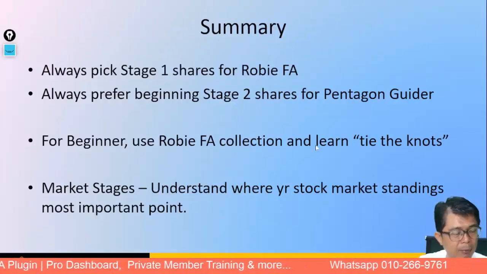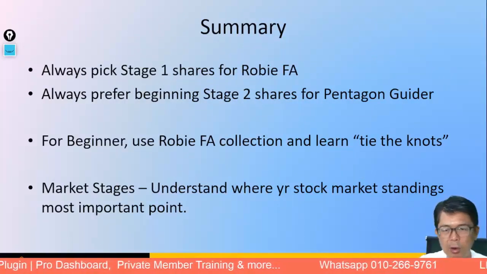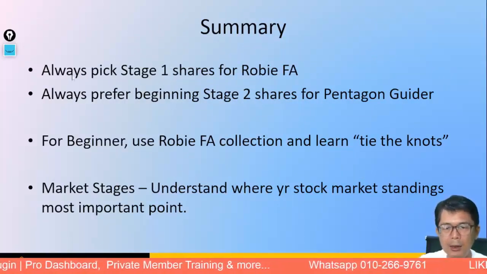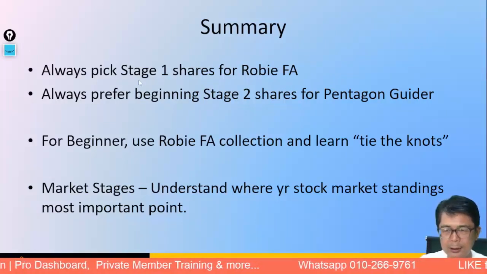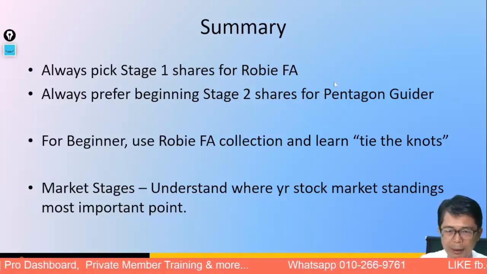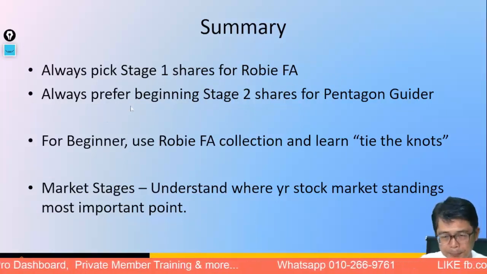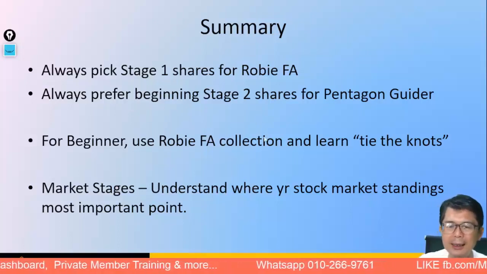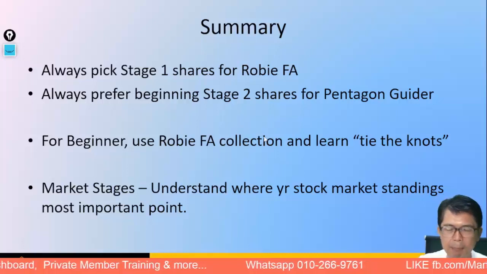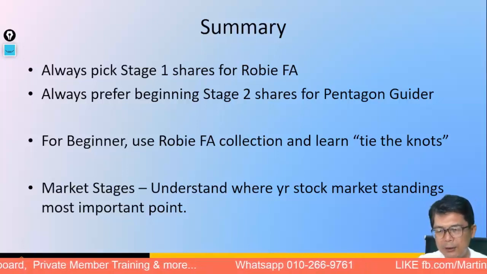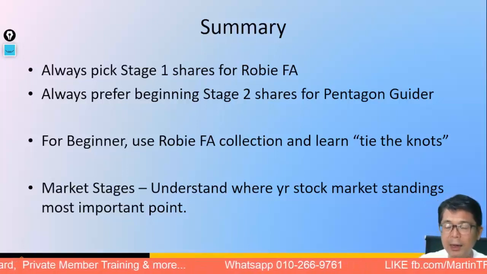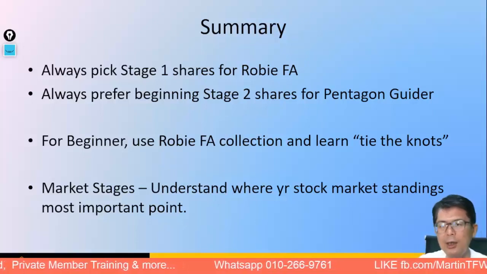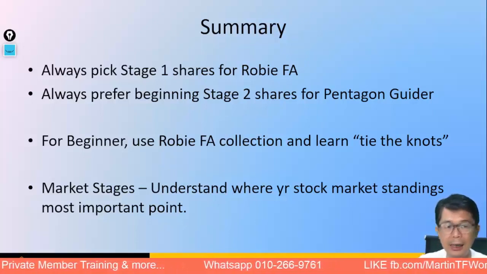Okay, so as a summary in here, maybe if we've got time, we'll look at some of your stocks. You always want to pick stage 1 shares, stage 1 shares for Robie FA. And if you're a beginner, you want to go for the Robie FA stocks and learn to tie the knots. Some of the stocks that appear on the Robie FA generally have very high ratings. They don't go up as much as the Pentagon guided ones that you see.